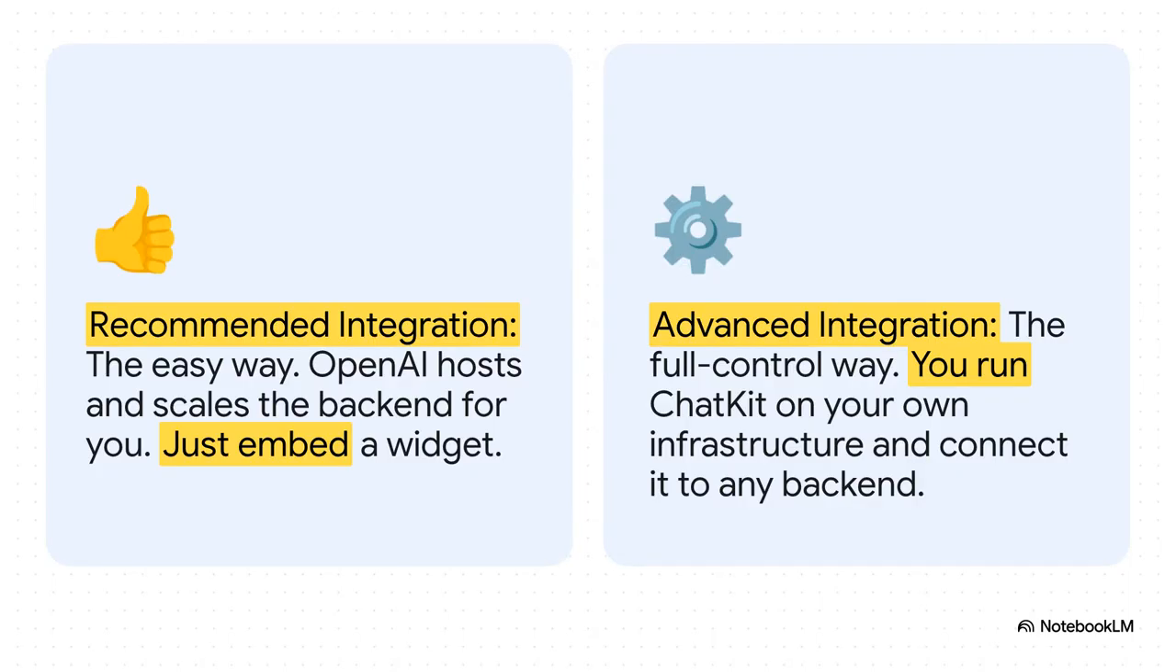And when it comes to deployment, you've basically got two paths. The recommended integration is the easy way. You just embed a little chat widget, and OpenAI handles all the tricky backend stuff, like hosting and scaling. But if you need more control, there's the advanced integration. This is where you run ChatKit on your own servers, which gives you the power to connect it to any agent backend you want, even one you built yourself. It's that classic trade-off, simplicity versus total control.